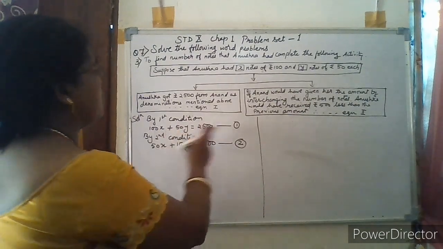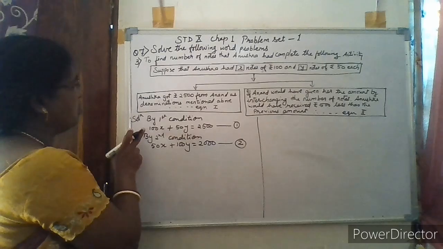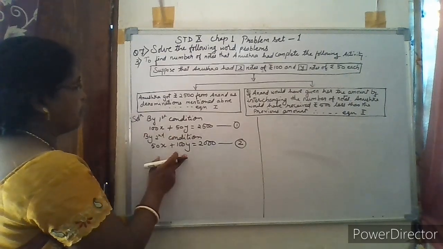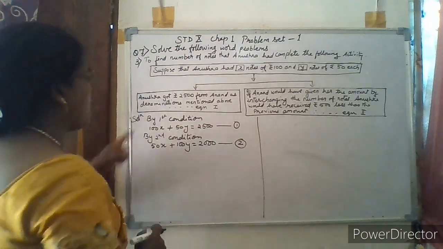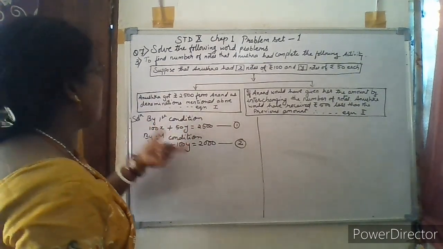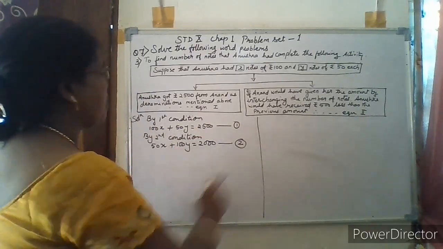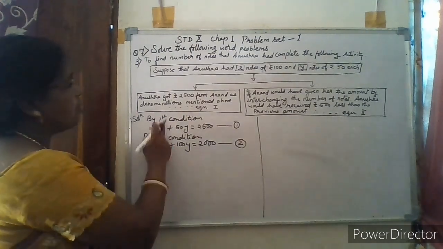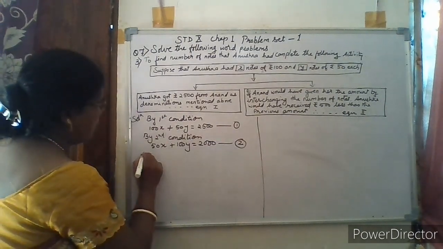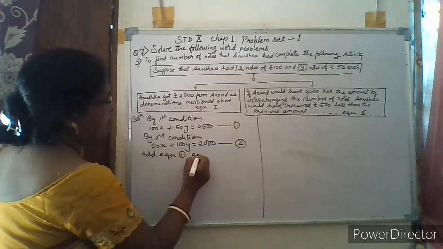Now see, look at these equations, equation 1 and 2. It is 100x, 100y. It is 50x, 50y. It is a particular type of simultaneous equations. In the beginning, I had taught you a particular type of simultaneous equation. We can solve it by that method. So for this, we have to add equation 1 and 2.